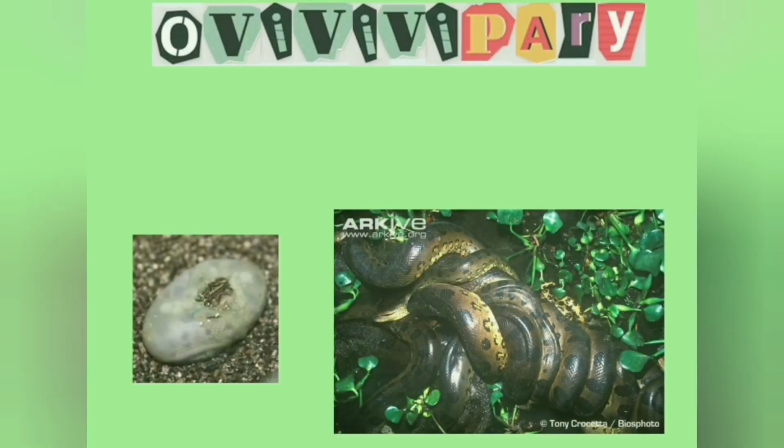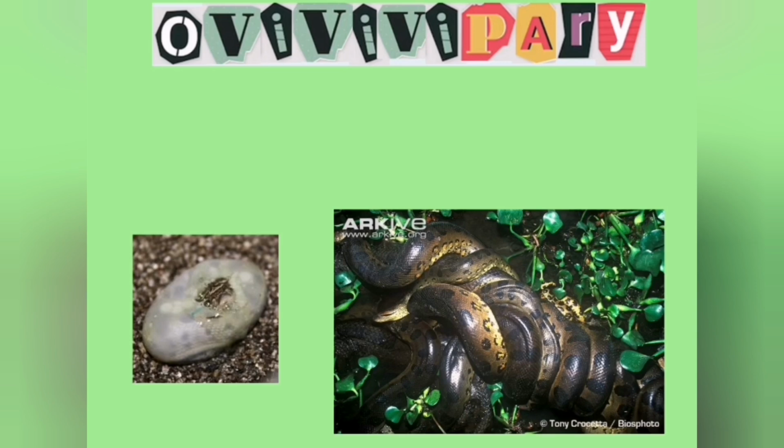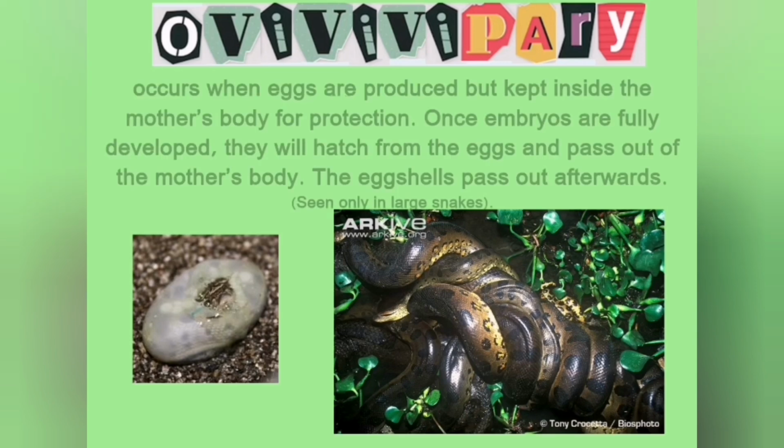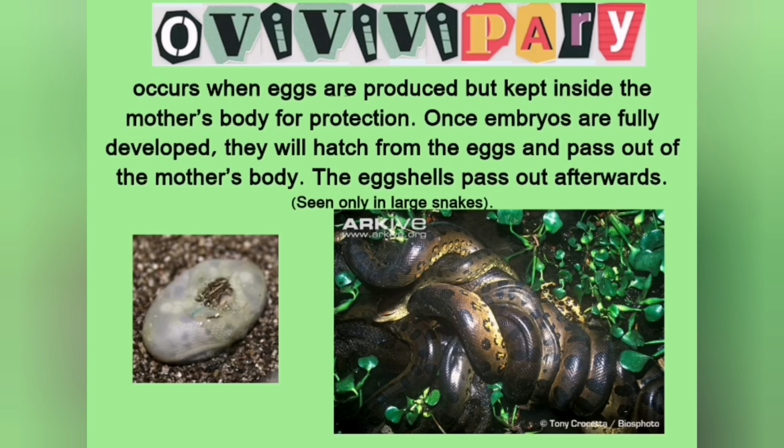But then we also see this, and this is called ovivivipary. An ovivivipary is when you actually see the eggs get produced, okay, but they are kept inside the mother's body for protection. Once the embryos are fully developed, then they will hatch from the eggs and pass out of the mother's body. The eggshells pass out afterwards. Now, we only see this in large snakes.